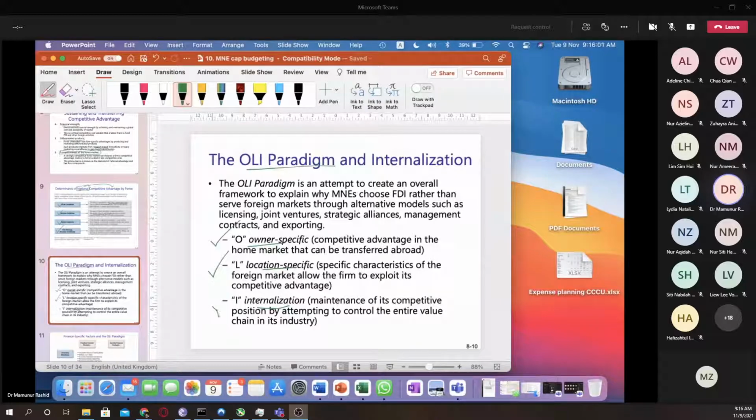Next one is internalization. Internalization is that those companies are very competitive internally. They have control over the entire value chain of the industry, meaning that you will have vertically integrated industries, you will have supporting industries to support your product, and you will have control over vertical integration. Let me give you an example.